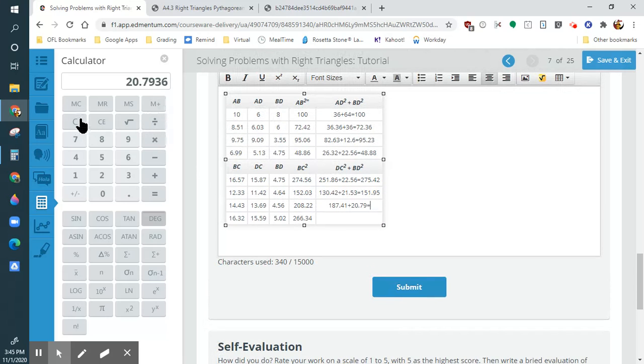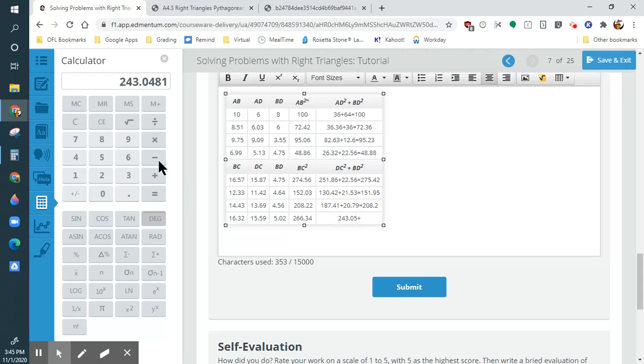All right, and do some addition. 1 plus 20.25. Okay, and that gives me 208.2. That one was really close. All right, so going to the next and the last one, 15.59 times 15.59, 243.02.